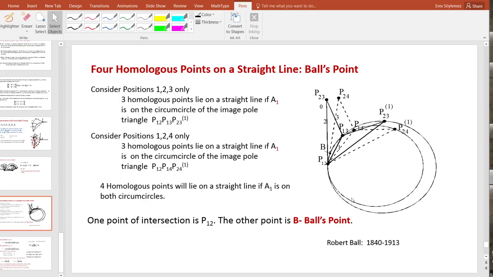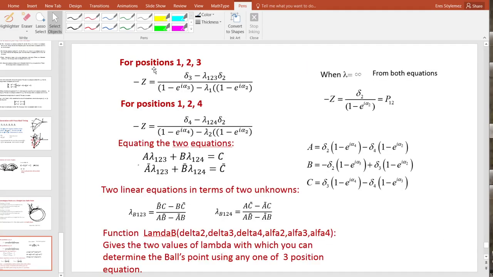Now, I made a mistake. You see, analytically, these two equations have two different lambda values at the Ball's point. One lambda value does not define the Ball's point. So what we do is, for positions 1, 2, 3, we know we have a circle equation in complex numbers as such. For 1, 2, 3, and 1, 2, 4, we write those two equations.